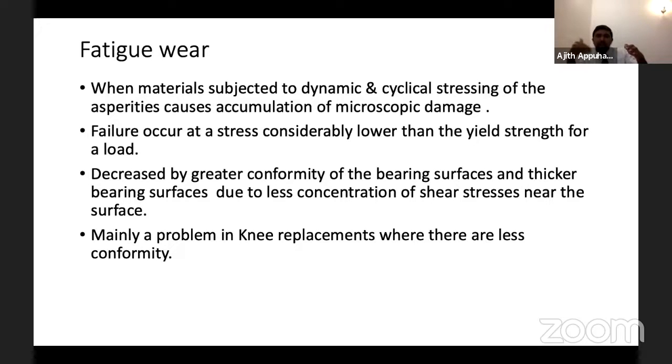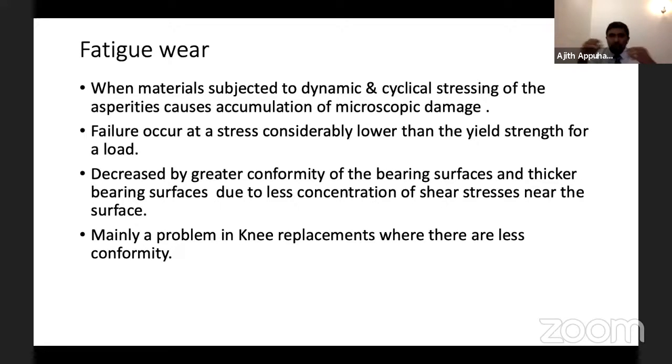What happens when the cyclical loading comes, these asperities, this articular surface get failed at a stress level that is considerably lower than their yielding stress, considerably lower than the yield strength of that particular material. So this happens, and this is decreased by increasing the conformity of the bearing surface.